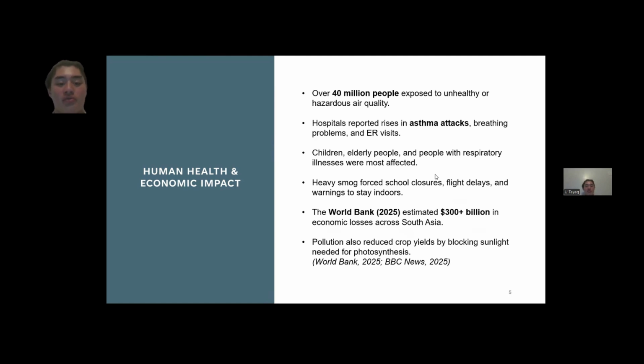The pollution also disrupted daily life. Schools closed, flights were delayed, and people were told to stay indoors. These disruptions have major financial consequences. According to the World Bank, the total economic loss across South Asia was more than $300 billion because of medical costs, missed work, and lower productivity.